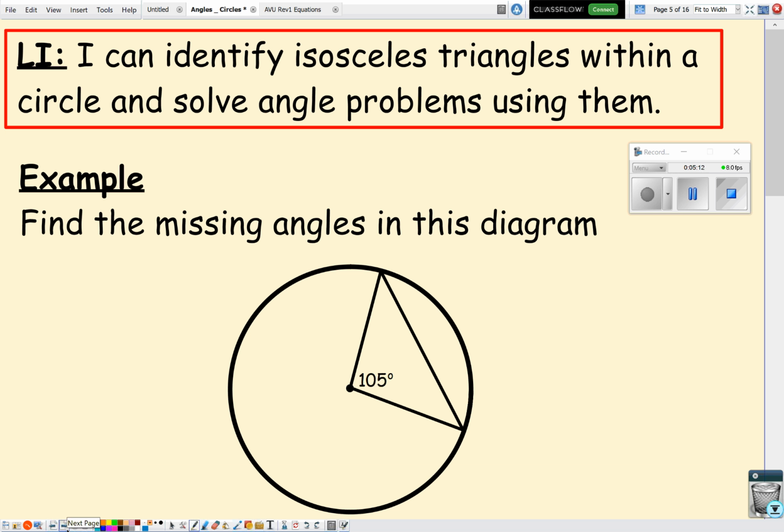Let's have a look at this one. This one's kind of similar, but this time I've given you the angle at the top here. We know these two are the same size, but how do we find them? Well, if we take away 105 from 180, then what we get is 75 degrees. So basically we know that these two angles must add up to 75, and we know that they're both the same. So the last step is to take half of 75, and if you do that, you get 37.5 degrees.